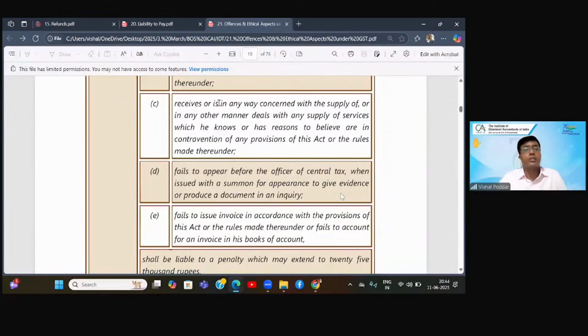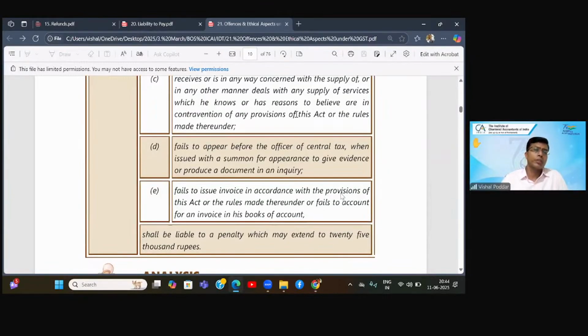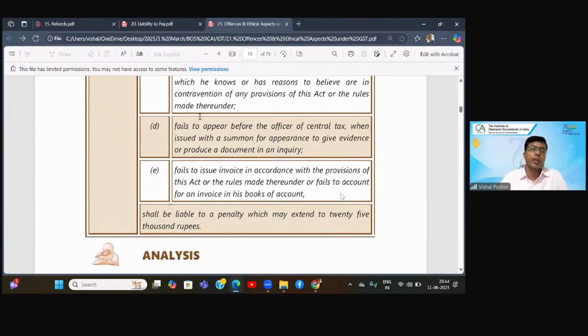Next, receives or is in any way concerned with the supply of or in any other manner deals with any supply of service which he knows or has reason to believe are in contravention. So now it is dealing with service. Where you are providing any such service which is in contravention of the act or rules, again penalty is applicable. And last, fails to appear before the officer. Now here they are saying central tax because we are reading CGST.